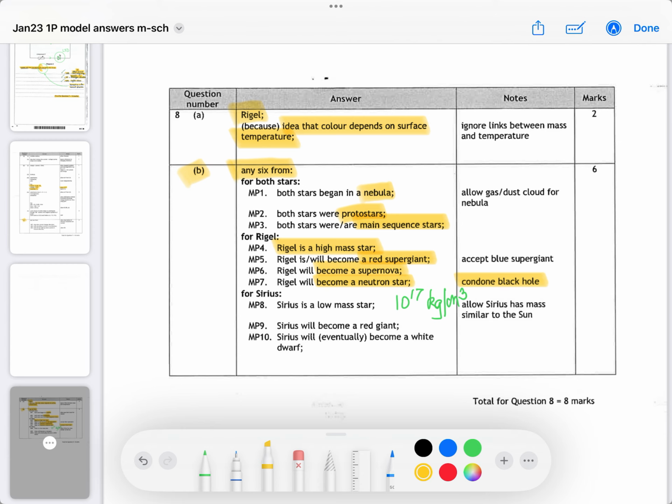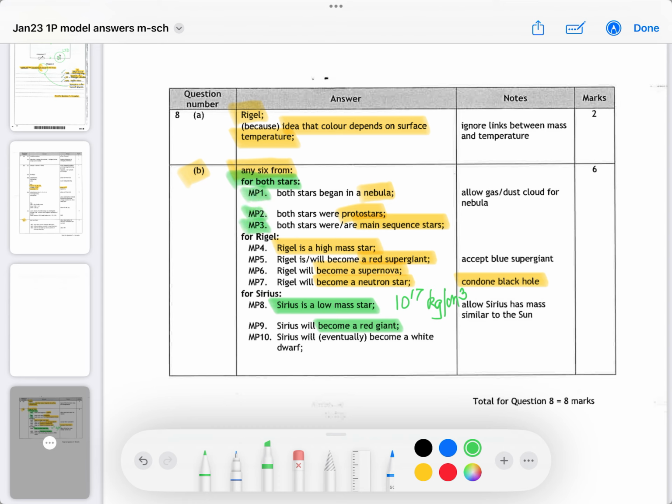But then for a low mass star, like Sirius, so it's only 2 times the size of our sun, it will also go through the same evolution. When it runs out of fusion material, hydrogen, it becomes a red giant rather than a super red giant. So for both stars, the initial part, the first 3 marks are for both large and small stars.